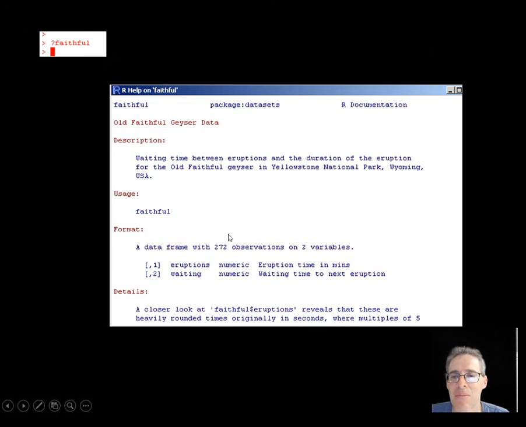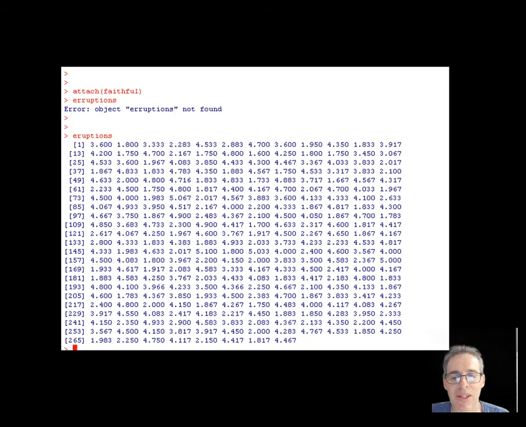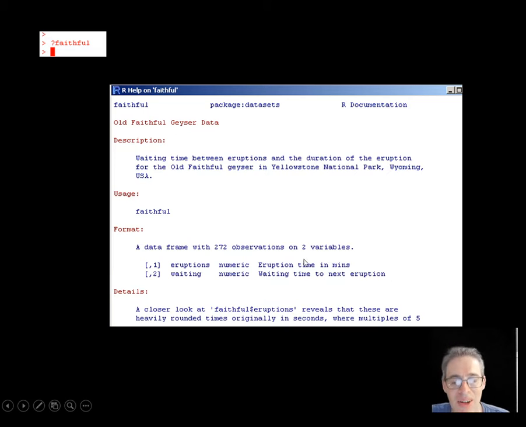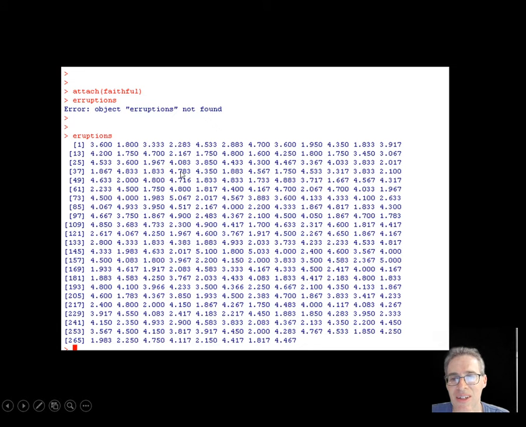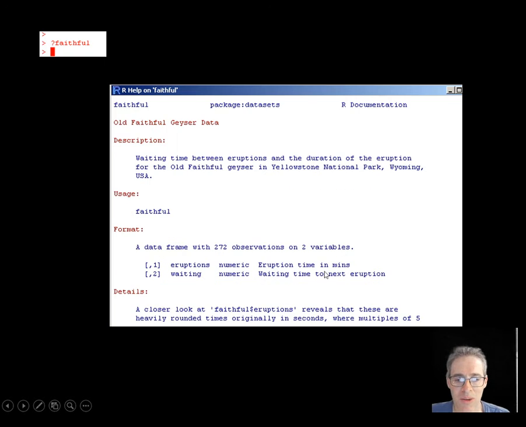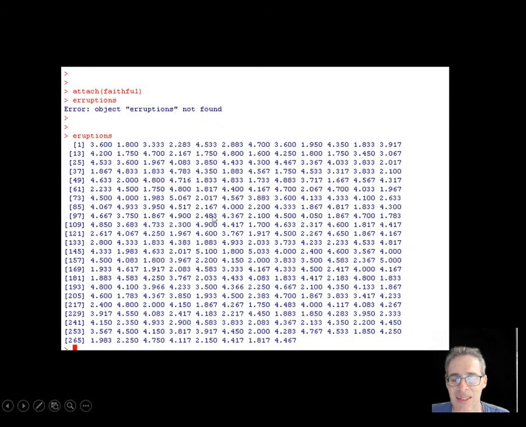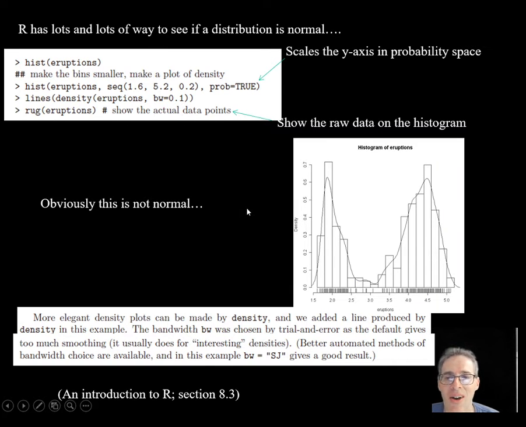So this is the amount of time between eruptions. How long was each eruption? So each eruption in Yellowstone was so long in minutes, and this is the length of each one. And so we can ask, are these data normally distributed? And we have this really nice visualization.